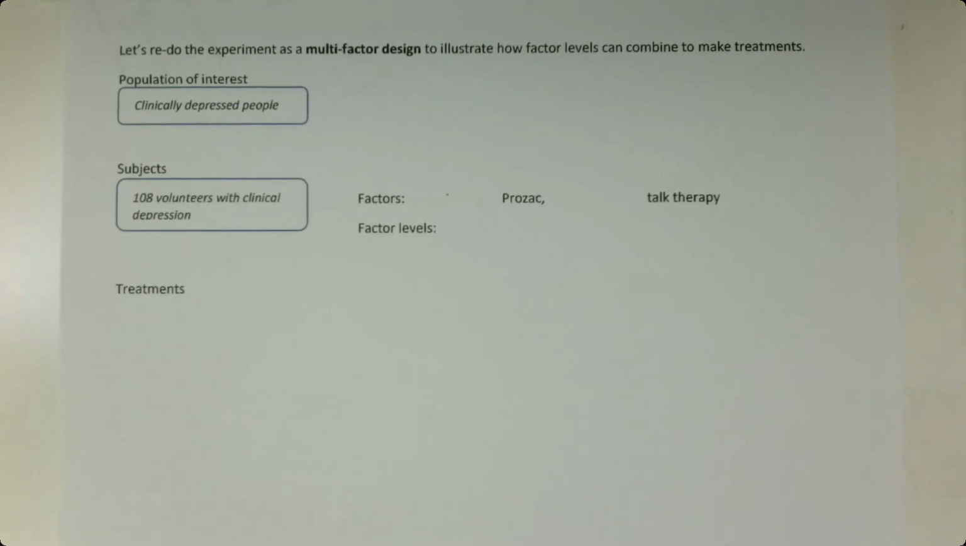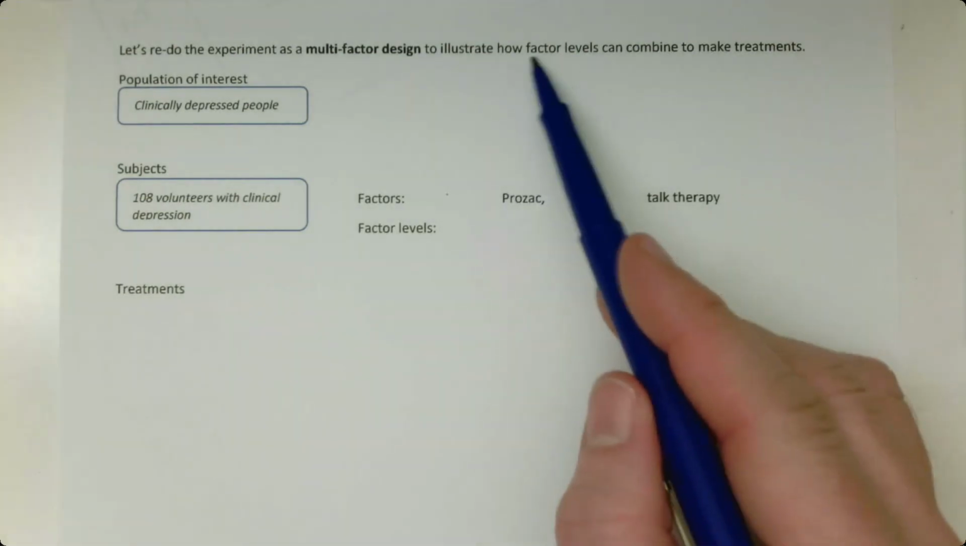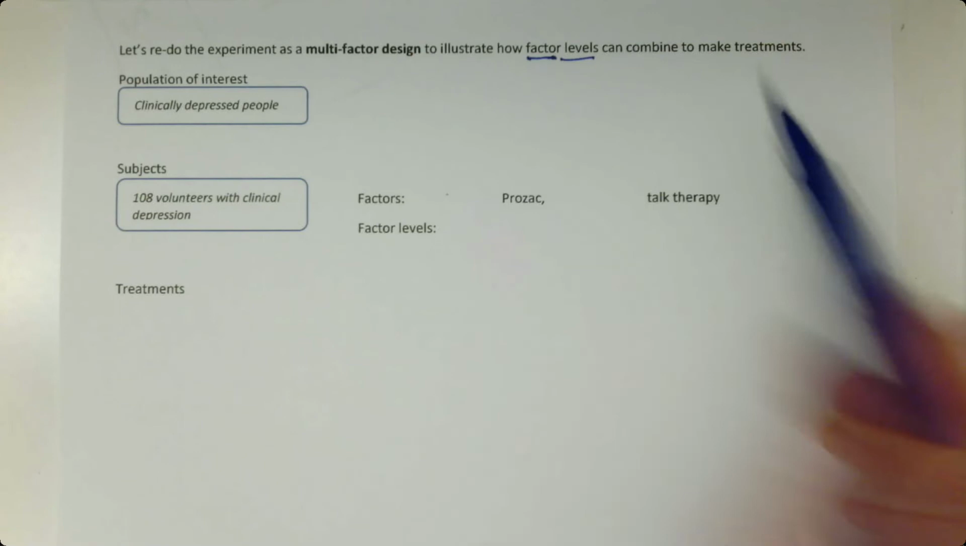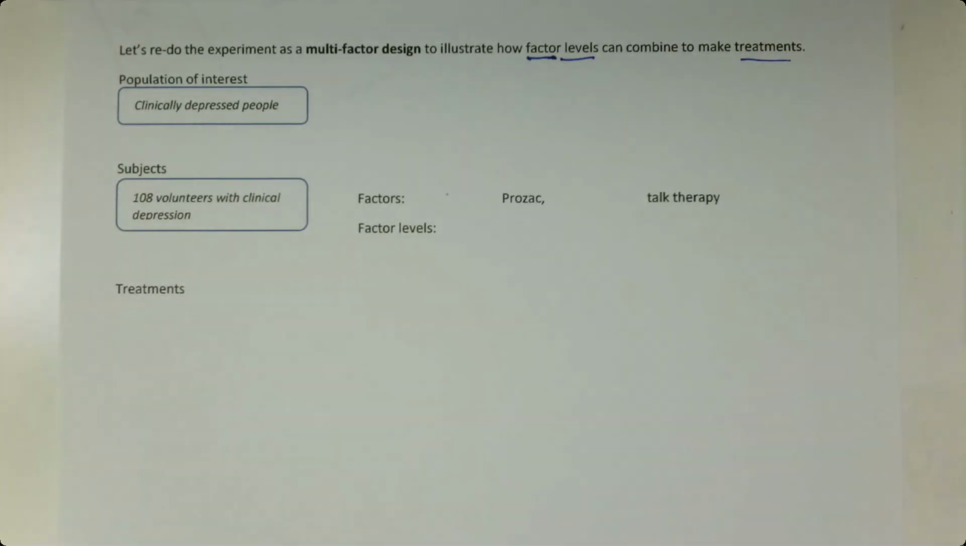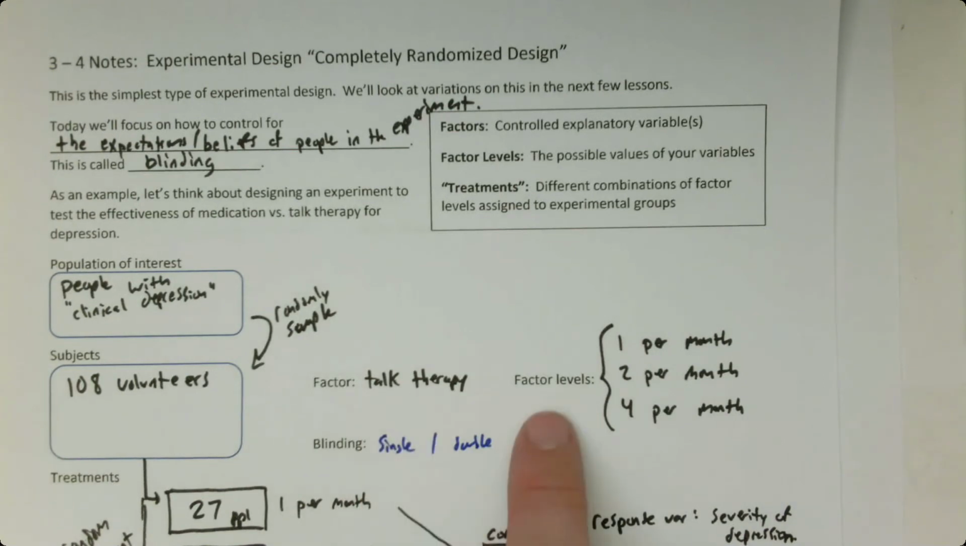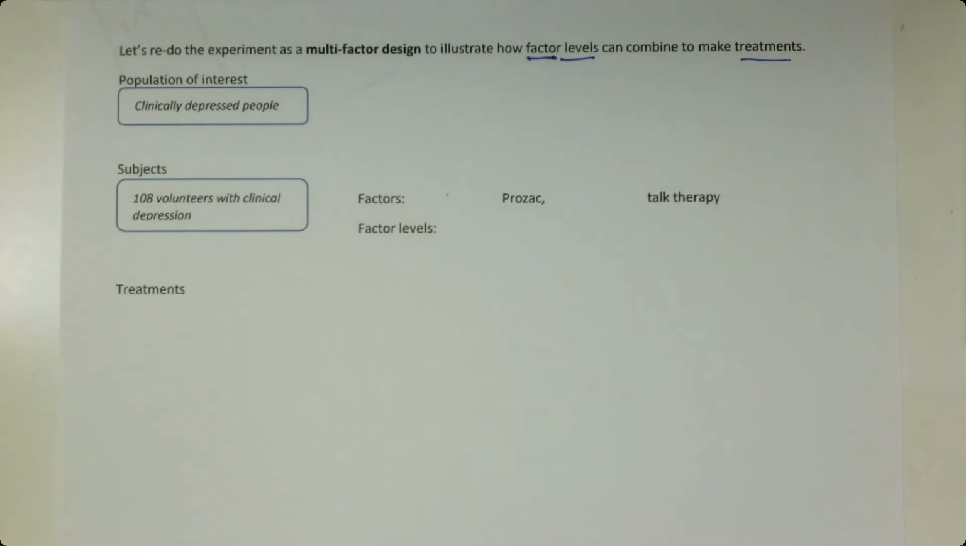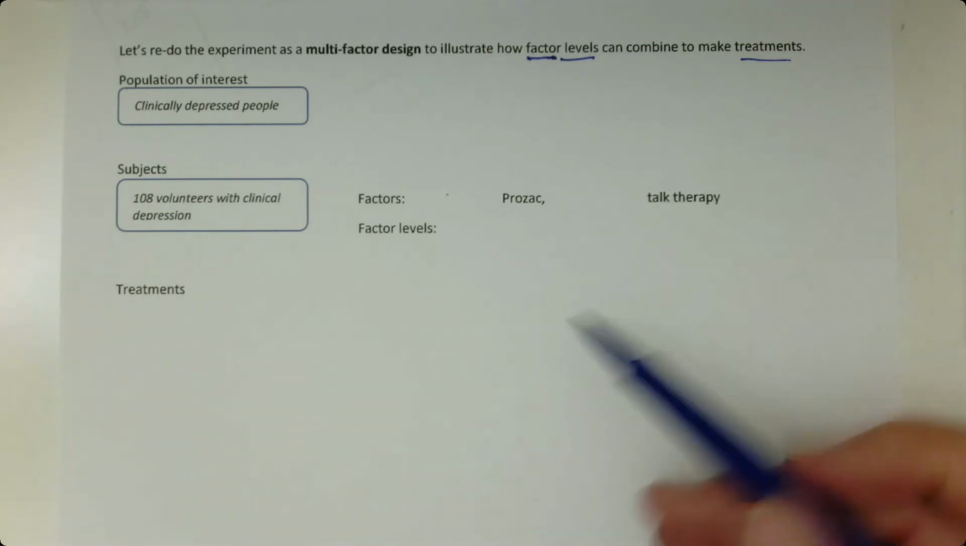So I want to show you something called a multi-factor design, just to illustrate the difference between the factor levels and treatments. So on the front page, remember, factor was our explanatory variable. The factor levels were the different possible values for that variable. And each factor level became its own treatment. It became its own thing that a test group had to do. So now let's say we have multiple possible factors. So we're trying to test several explanatory variables at once.